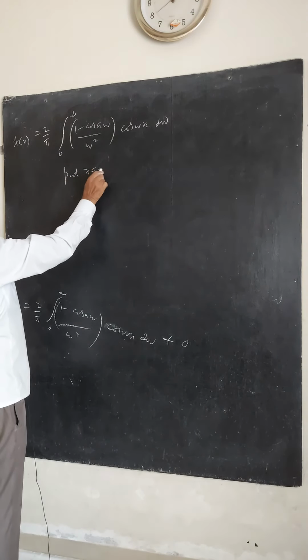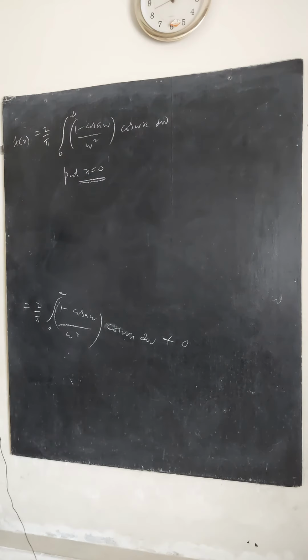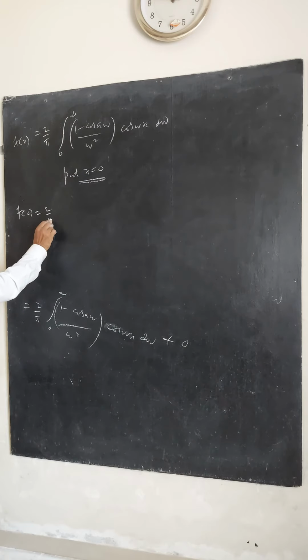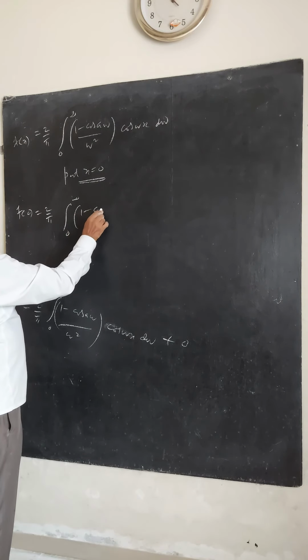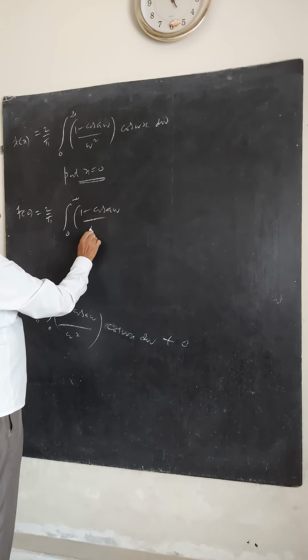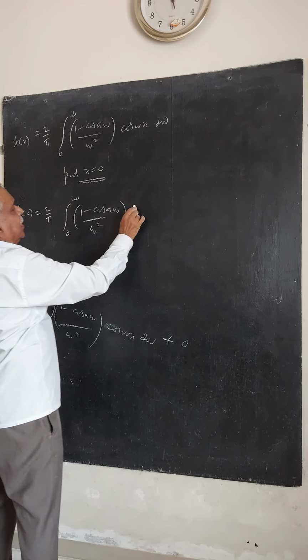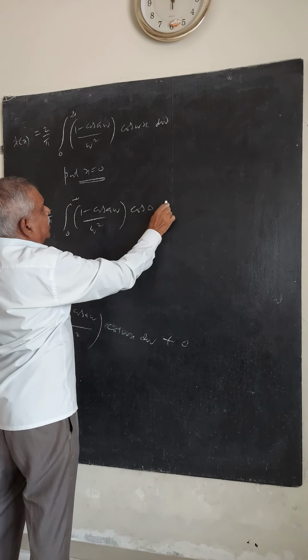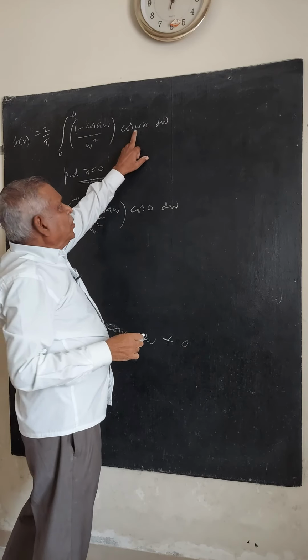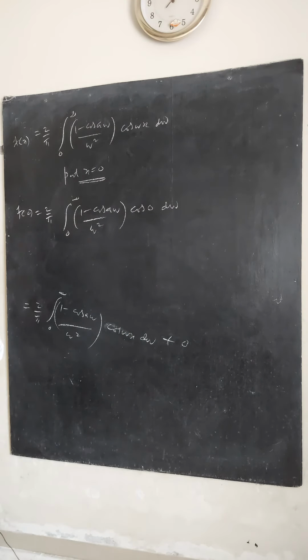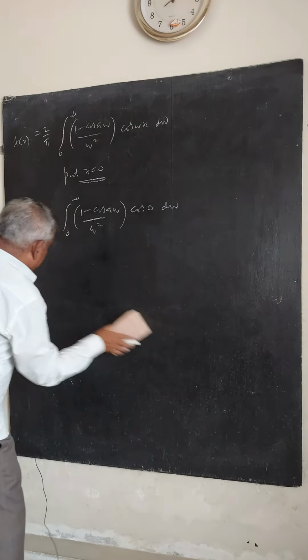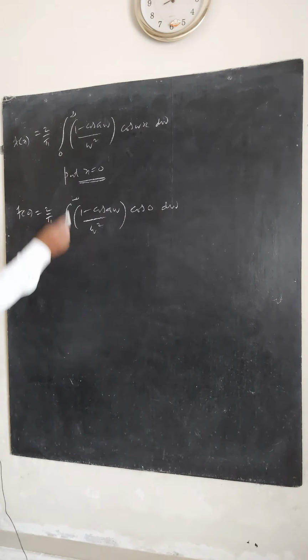Put x equal to 0. F of 0 equals 2 by pi, 0 to infinity, (1 minus cos a omega) by omega square cos 0 d omega. When x equal to 0, omega x is also 0, cos 0 which is 1. We have to find the value of f of 0. We are going to sum again.